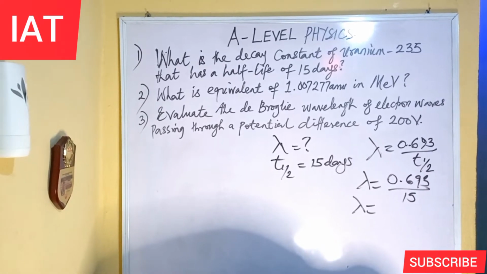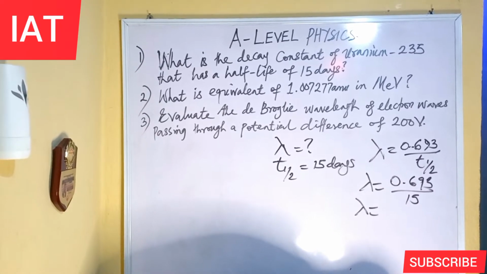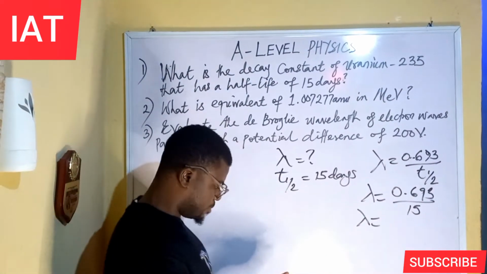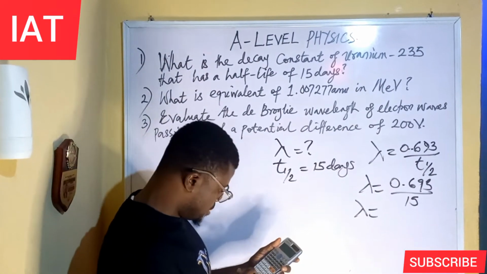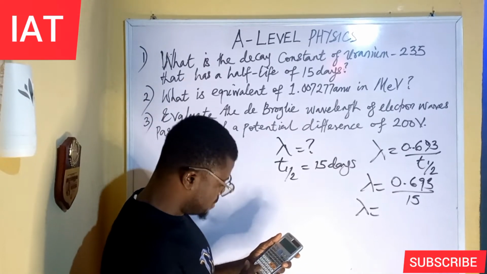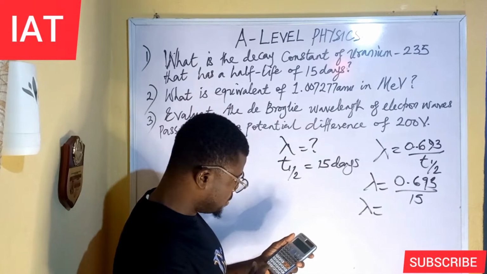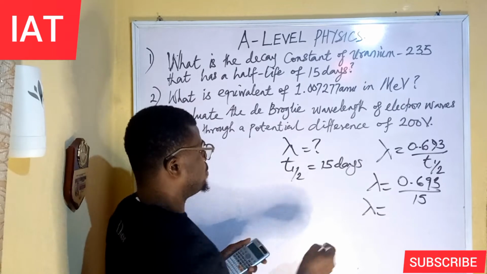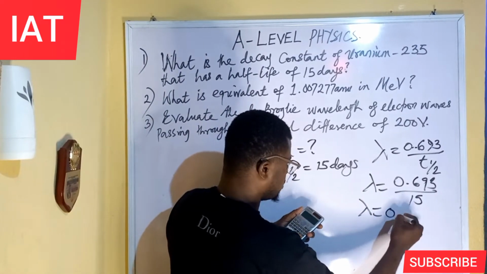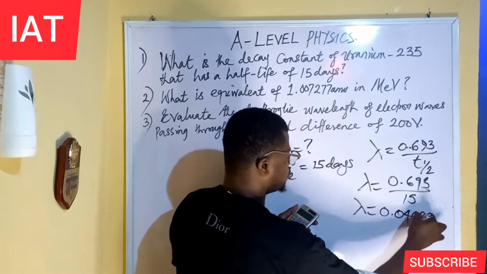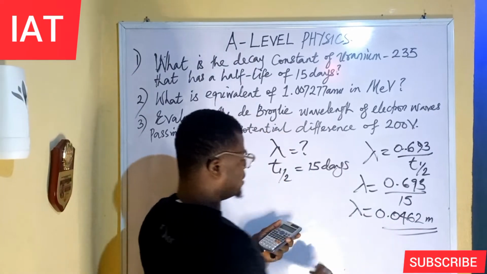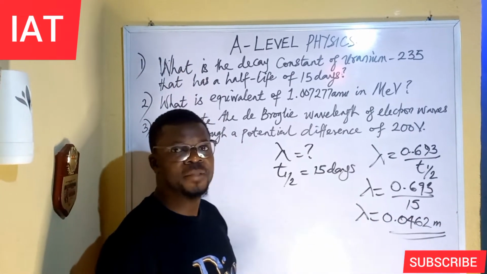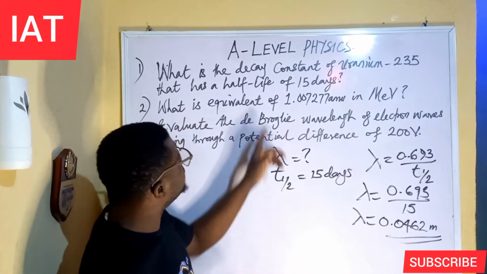Let me get the calculator as fast as possible. Now we have 0.693 divided by 15, and the result to this will be 0.0462 per day, because it is the decay constant. So you can see that is the solution to this first problem.